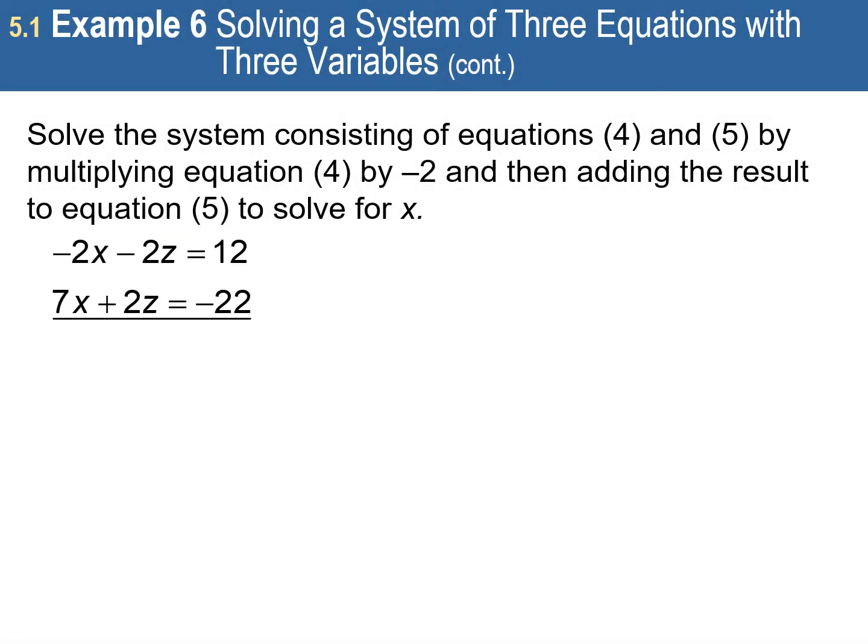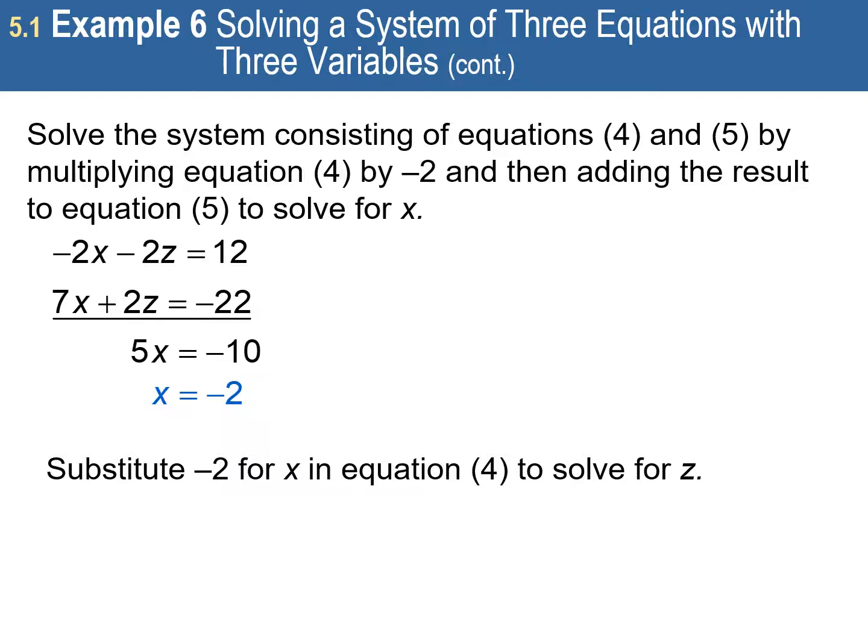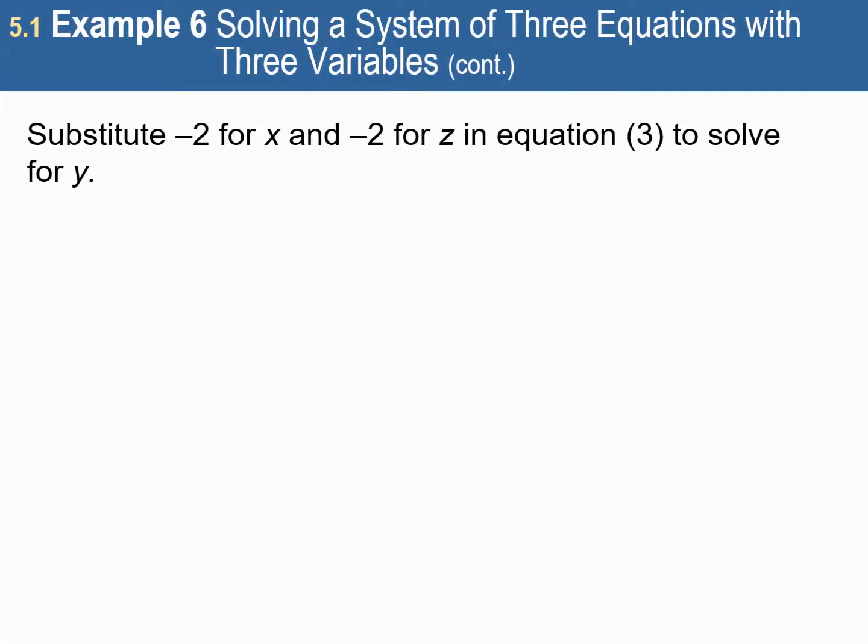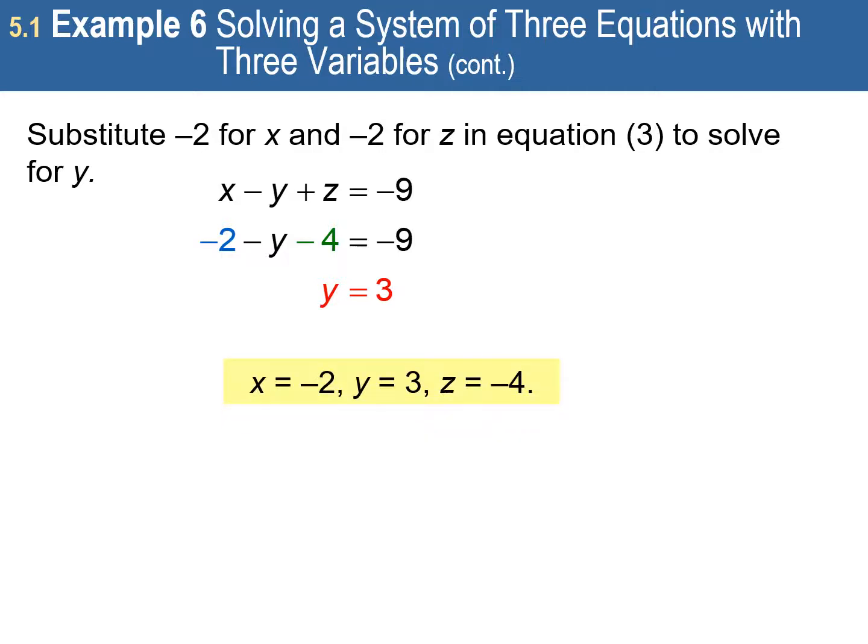So now I can eliminate a variable between these two equations. If I multiply equation 4 by negative 2 and add it, I see that x is equal to negative 2. Once I have x, I can back substitute for z. So I can get z is equal to 4. Now I can take my x and z, plug it into any of the other two equations, and solve for y. So my answer is negative 2, 3, negative 4.